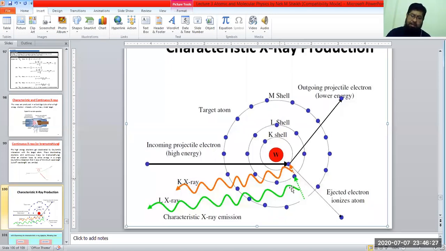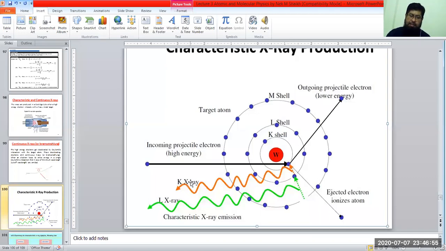This green line indicates the electron is emitted out from the L shell, and this deficiency is filled out by the M shell. So as a result, the photon is emitted, we call it an X-ray photon, and this is called the L X-rays. If the electron is emitted out from the K shell and the deficiency is filled by the L shell, then this X-ray is known as a K X-ray.